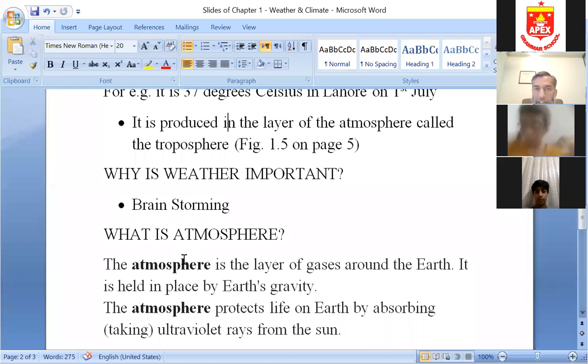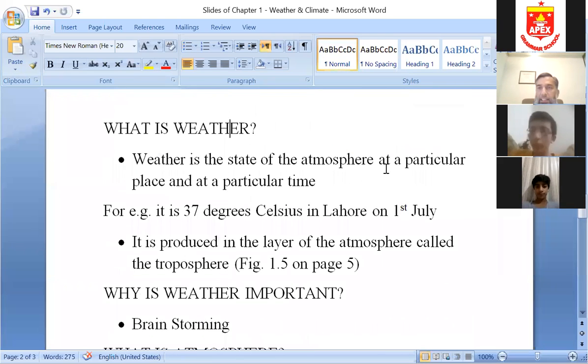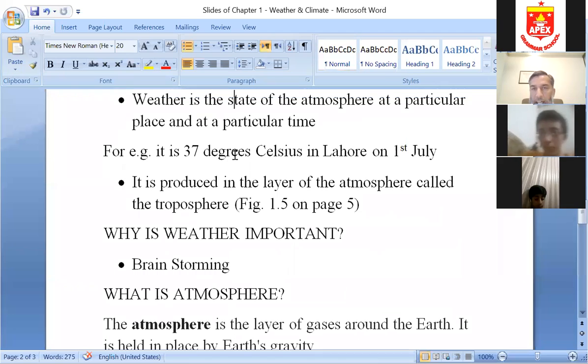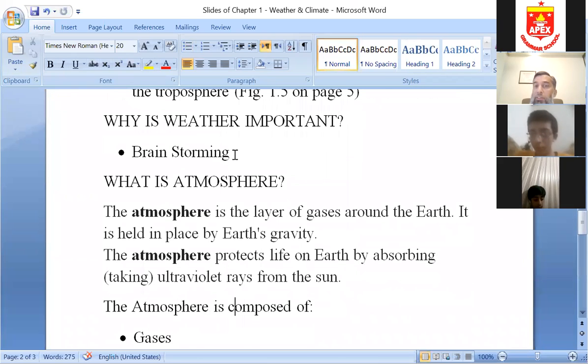When I was defining weather, I said weather is the state of the atmosphere at a particular place and time. So now we understand what weather is. Now the next thing was, I said I'll explain to you what is atmosphere. When we all use the word atmosphere, atmosphere hota kya hai? Atmosphere is the layer of gases around the earth. Earth is a place where we live. The layer of gases around the earth is called atmosphere.